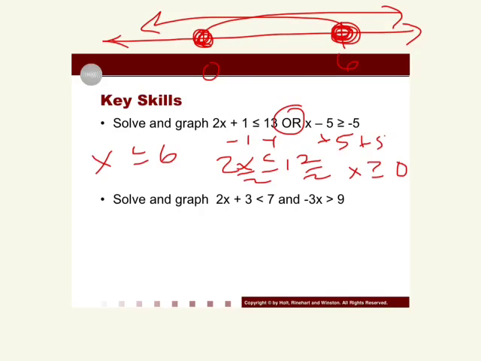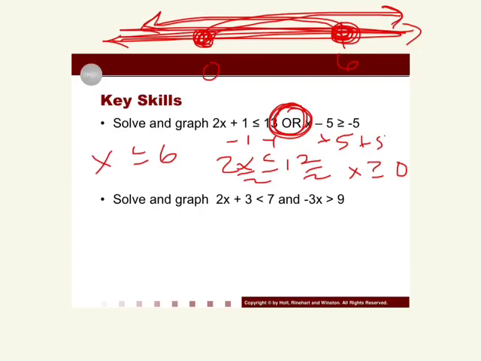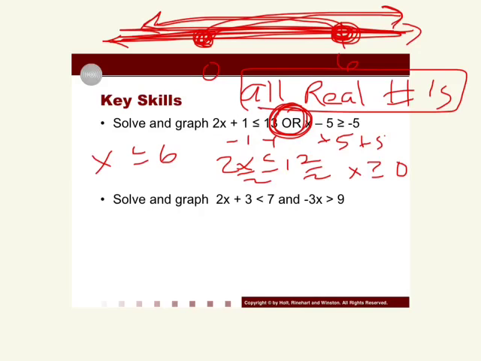Now, the problem is it looks like it's a disjunction because they're overlapping, but this is an OR. And if an OR overlaps, that means that everything is included. The whole number line is included. So my answer is all real numbers. So if you have a disjunction that overlaps, your answer is all real numbers.